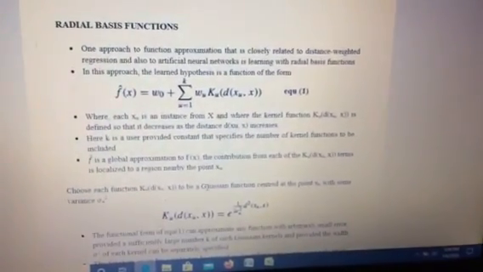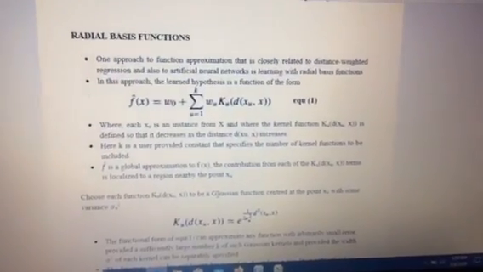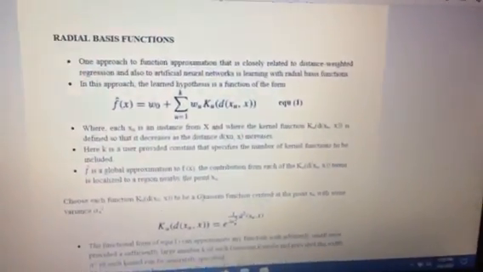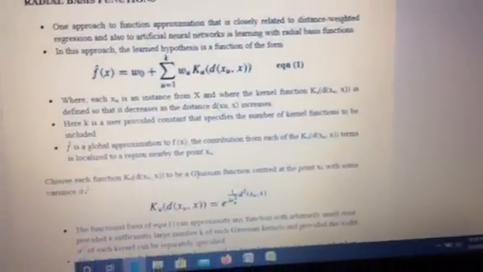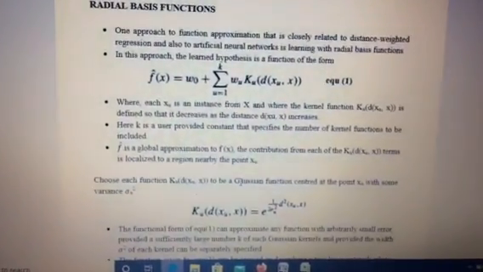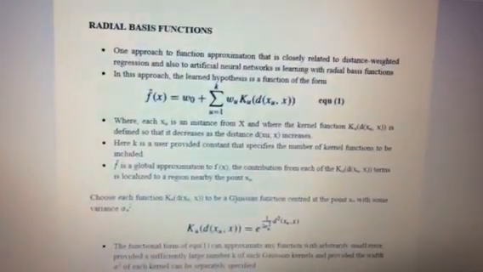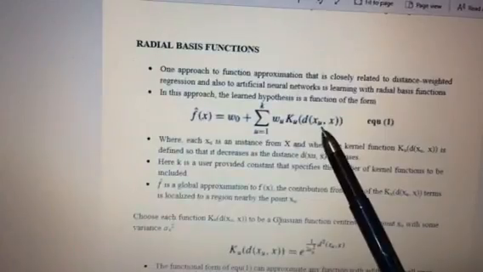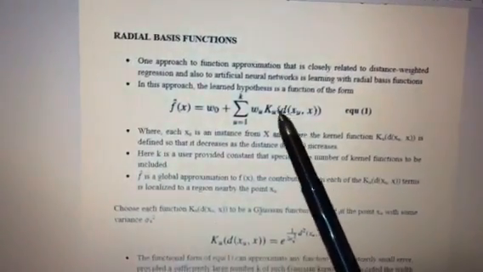In this approach, the hypothesis function, or the predicted value, is of the form f cap of x equals w naught plus summation u equal to 1 to k of wu ku of d of xu comma x, where xu indicates the instance, or the query point, in the complete database, that is capital X. In ku of d of xu comma x, the d indicates the Euclidean distance, and ku indicates the kernel function.